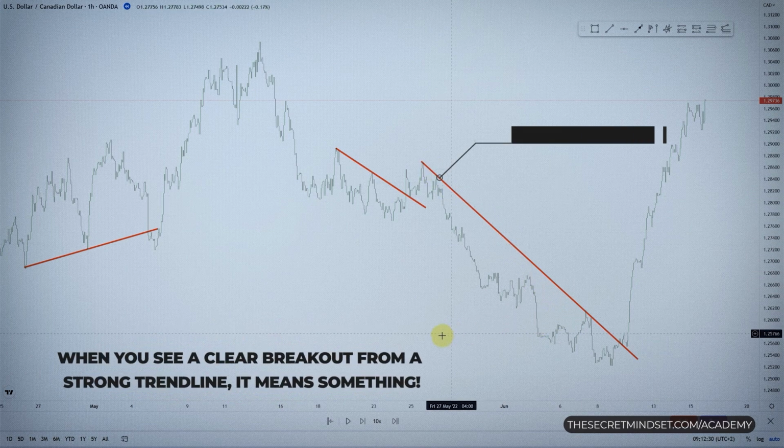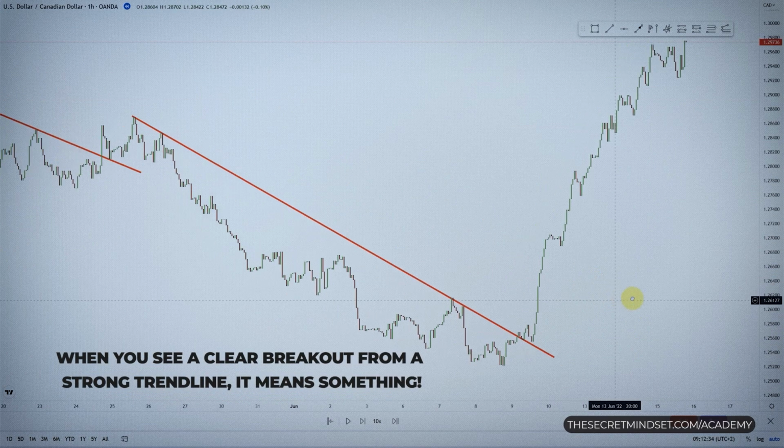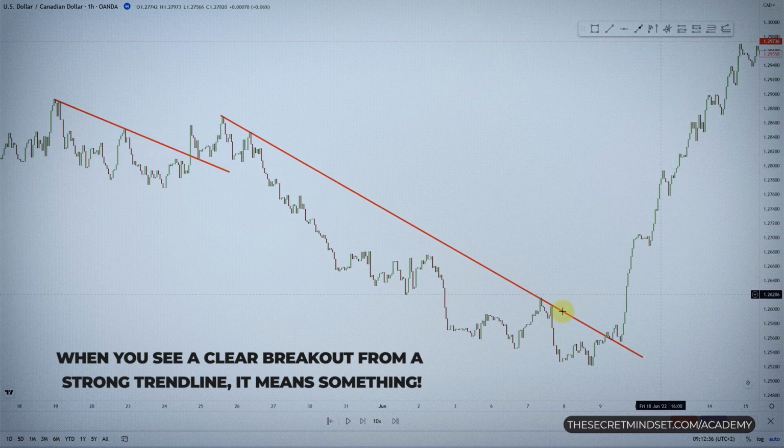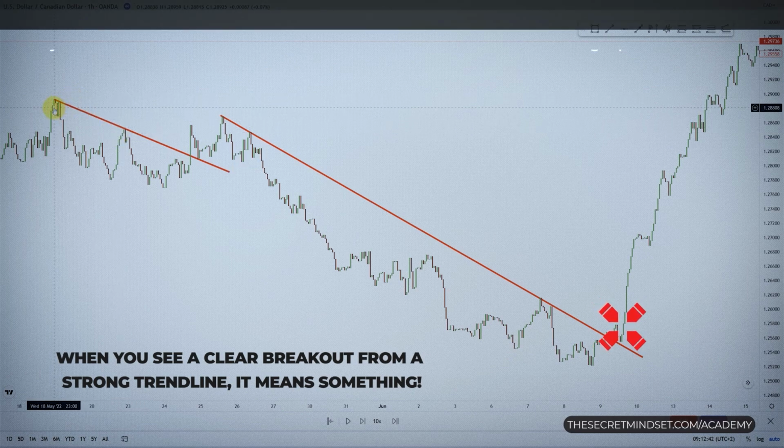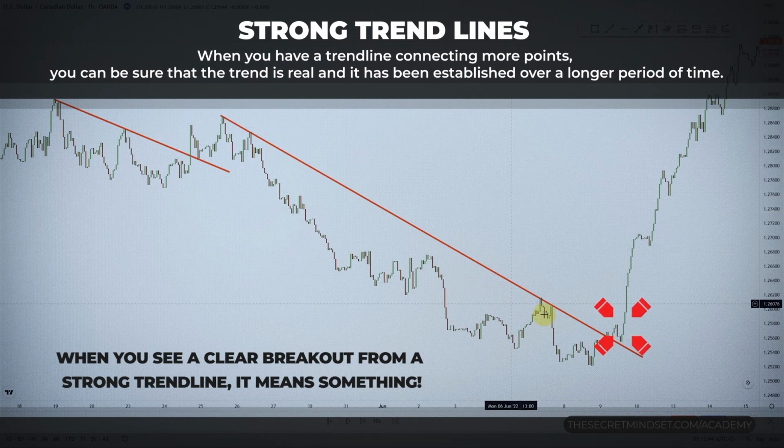When you see a clear breakout from a strong trend line, it means something. The point is, when you are drawing a trend line with only 2 points, you could be seeing a coincidence. But when you have a trend line connecting more points, you can be sure that the trend is real and it has been established over a longer period of time.